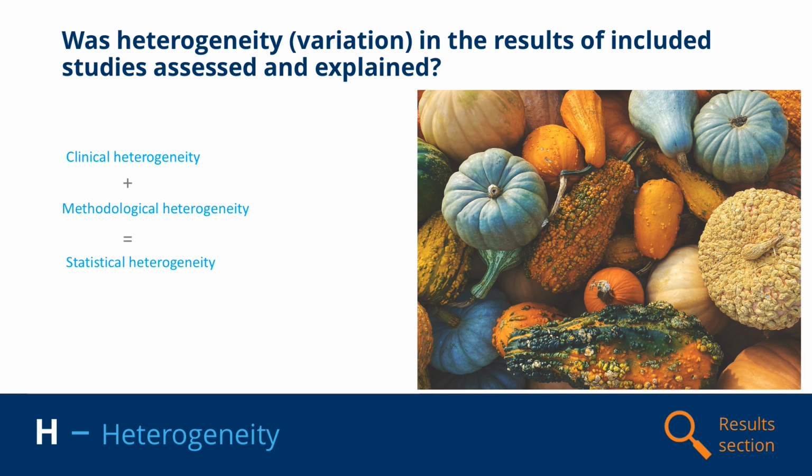Authors of well-done reviews will only meta-analyse or pool the results of studies that they consider sufficiently similar in terms of their populations, interventions, comparisons, outcomes and conduct, so that clinically meaningful assessments of the effects of interventions can be provided. When studies are combined in meta-analysis, review authors should assess the level of statistical heterogeneity present and attempt to explain it.